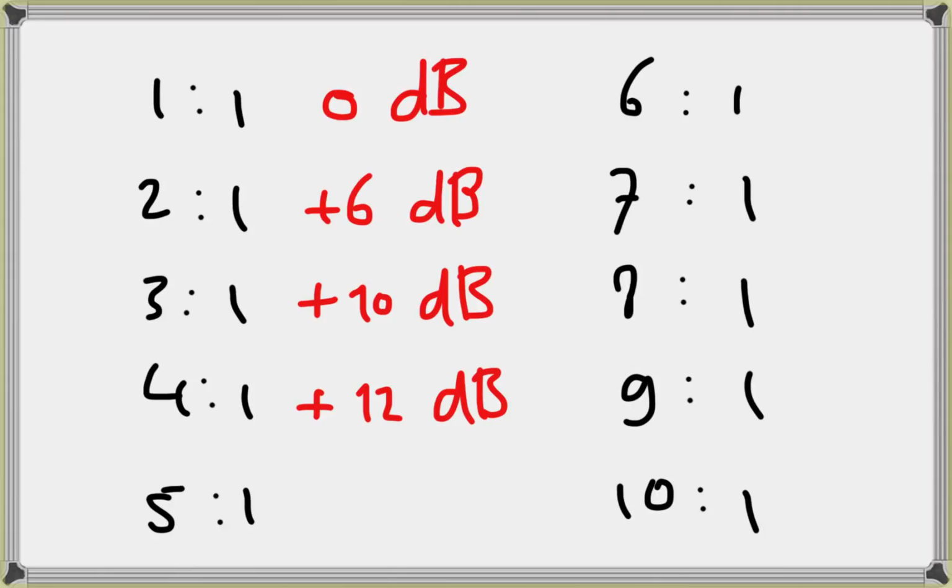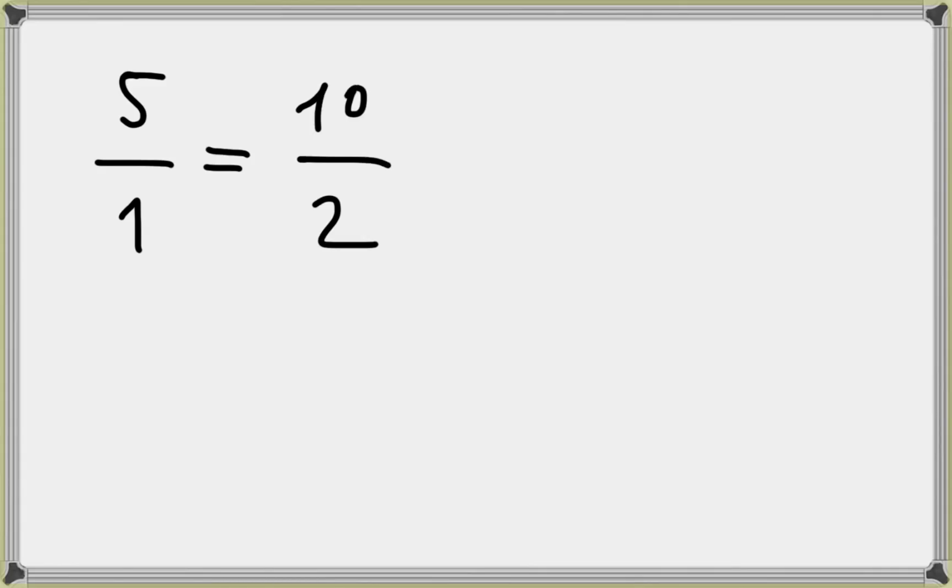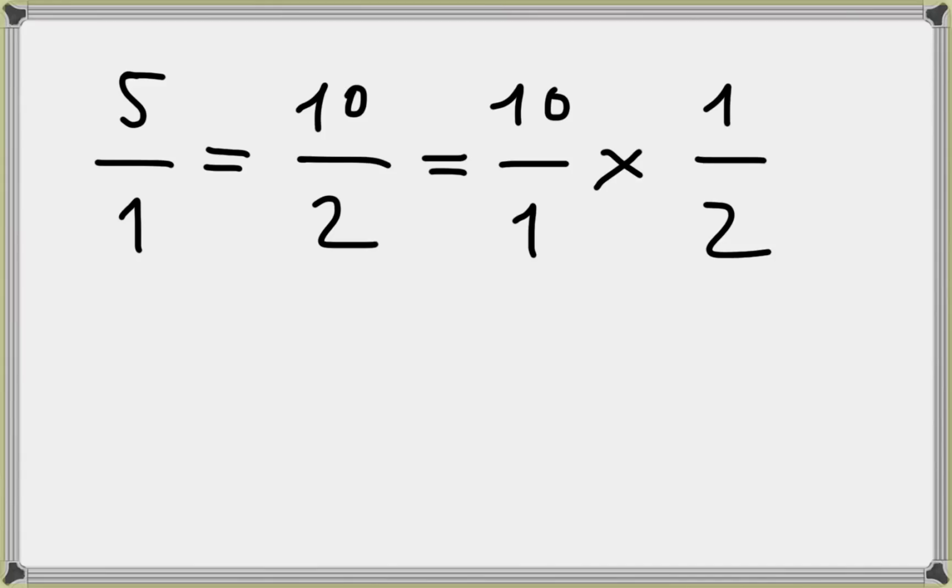Again, 5 over 1 is not something that I've memorized by heart. However, the question remains, can I somehow write 5 over 1 in another way that leaves me with fractions of which I know the corresponding decibel values? Well, maybe if we double numerator and denominator by 2, then it leaves us with 10 over 2, which is exactly the same as 5 over 1. However, 10 over 2 can be written as 10 over 1 times 1 over 2. And those two fractions are very much members of the five-fingered rule, which means that now I'm in business.